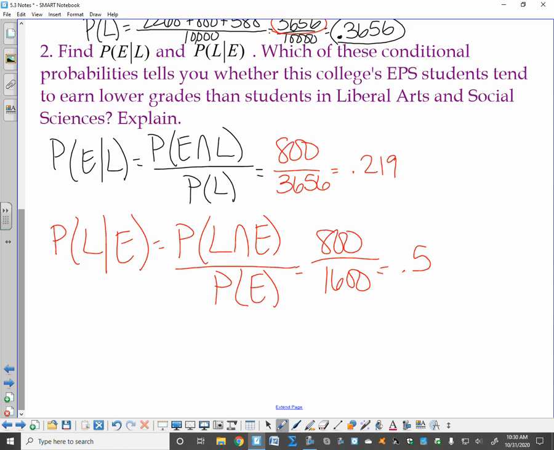It says, which of these conditional probabilities tells you whether this college's EPS students tend to earn lower grades than students in liberal arts? And I would look at the second one, because that's the probability of getting a low grade given I know you're in this engineering program. Okay, so take a second, pause it, write that down. Make sure you're good with all this, rewind, do what you got to do.